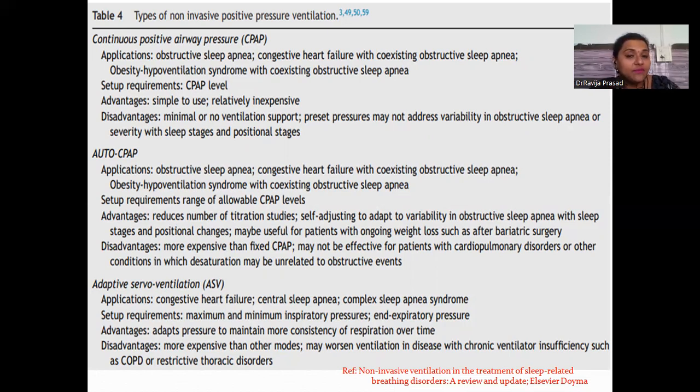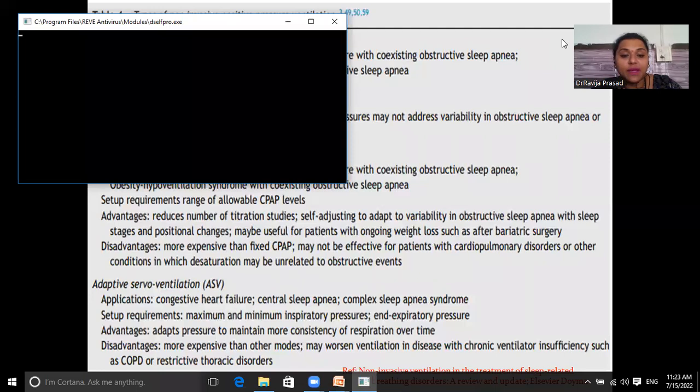Now, the second kind of non-invasive positive pressure ventilation is auto-CPAP. The application, this is used in conditions like obstructive sleep apnea, congestive heart failure with coexisting obstructive sleep apnea. These are the conditions. Now, the setup requirement is a range of allowable CPAP. Its advantages are a reduced number of titration studies, self-adjusting to adapt to variability in obstructive sleep apnea with sleep stages and positional changes, and may be useful for patients with ongoing weight loss, such as after bariatric surgery.